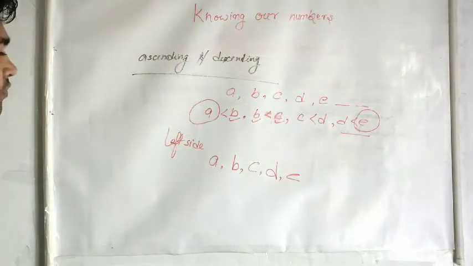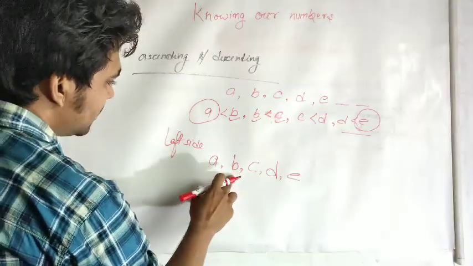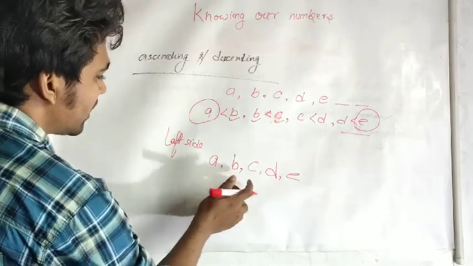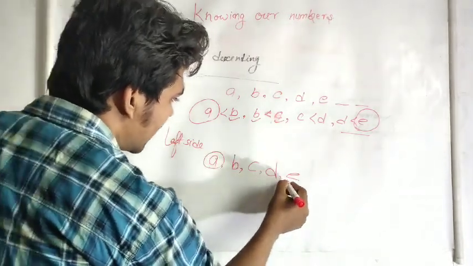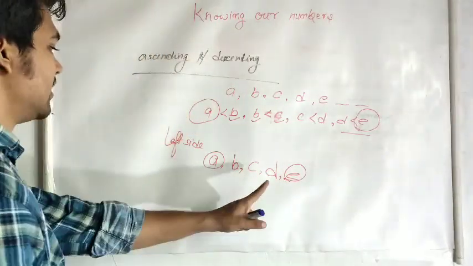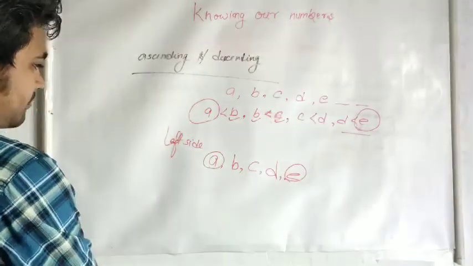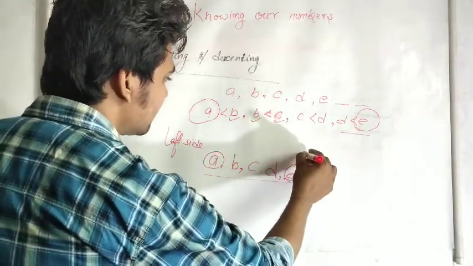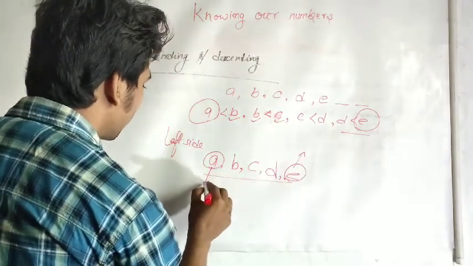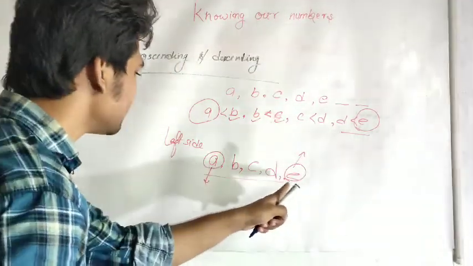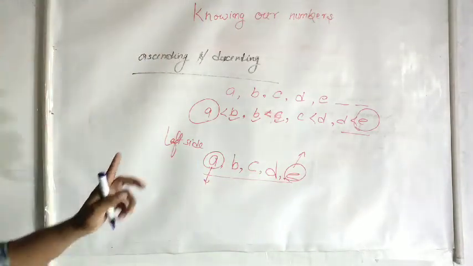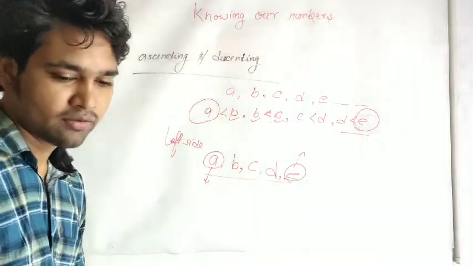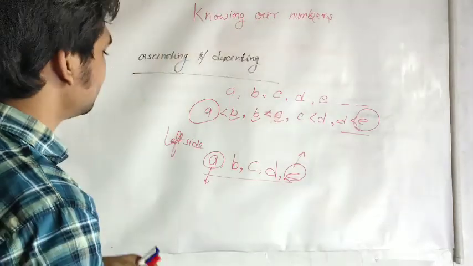So what do we get? We get that A, B, C, D, E are in ascending order, where A is the minimum value and E is the maximum value of the given series, and in such a way we say that E contains the maximum value and A contains the minimum value. So the series is in ascending order. We will understand it with the help of an example, and then the concept will become very clear.